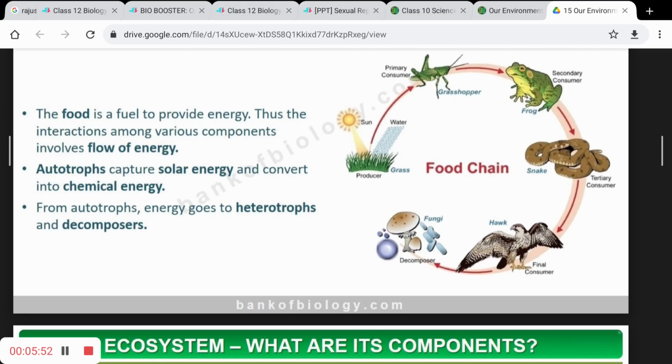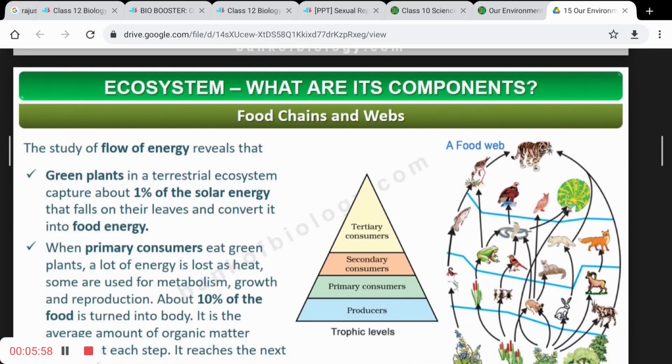Autotrophs capture solar energy and convert it into chemical energy. The heterotrophs and decomposers depend on autotrophs for their energy. So it is unidirectional. Why is it unidirectional? It cannot be reverted back.